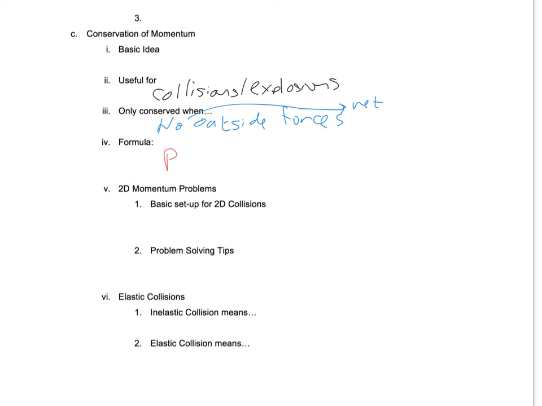Equation-wise, it's really not much. Pi equals Pf, initial momentum equals final. We can transition this into 2D momentum. In that case, we just look at our momentum in the x being conserved and our momentum in the y being conserved. Just like forces, momentum is a vector, and so we can split it up into x and y and do conservation of momentum in both directions.